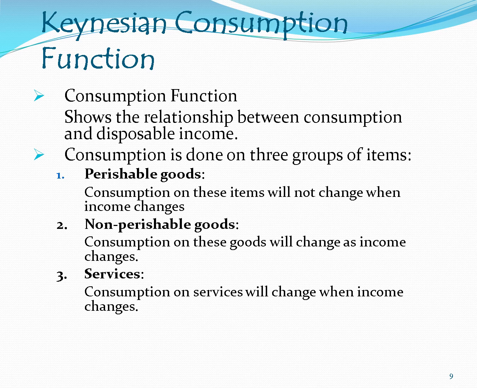Consumption function shows the relation. When we say function, it means that there is a relation between what and what. So now it's a consumption function. It shows the relation between consumption and disposable income. Disposable income means your income minus the taxes. Consumption is done on 3 groups of items: perishable goods, non-perishable goods, and services.